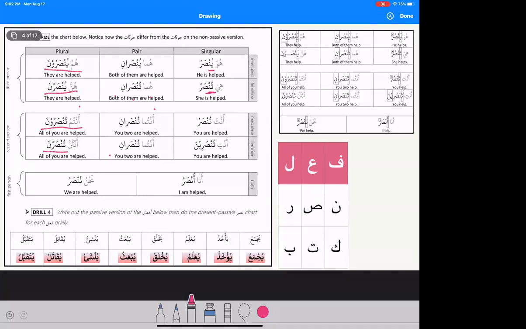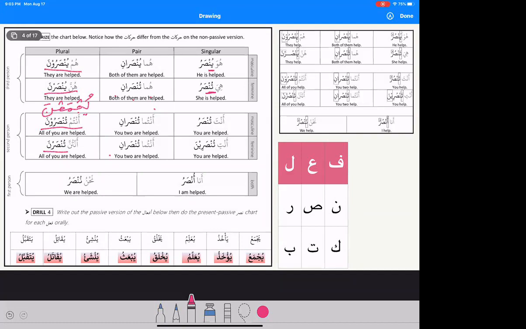Hiya tujma'u, huma tujma'ani, hunna yujma'na. So hunna would be yujma'na. This is how we are going to write yujma'na. Anta tujma'u, antuma tujma'ani, antum tujma'una, anti tujma'ina, antuma tujma'ani, antunna tujma'na. So yujma'na, tujma'na. Ana ujma'u, nahnu nujma'u. So this is how it's going to work.